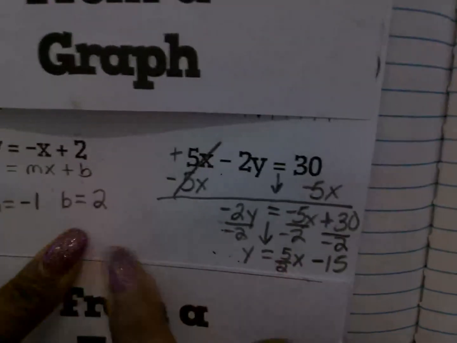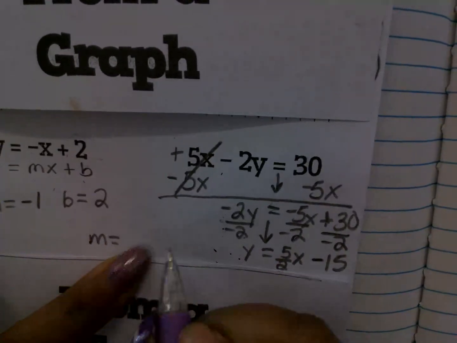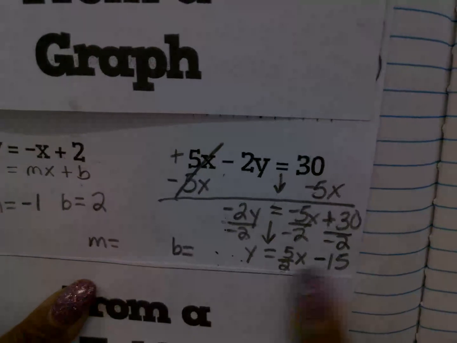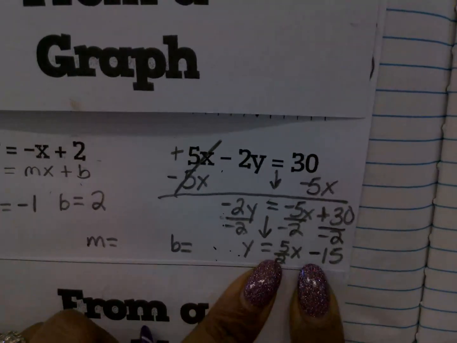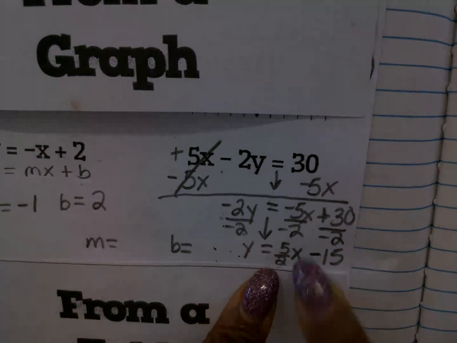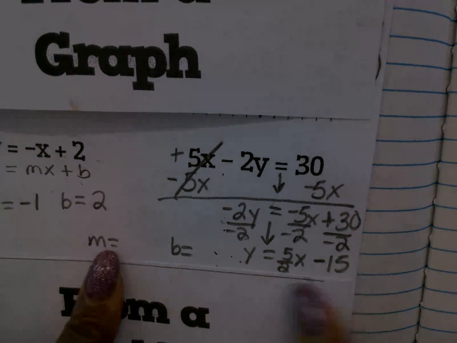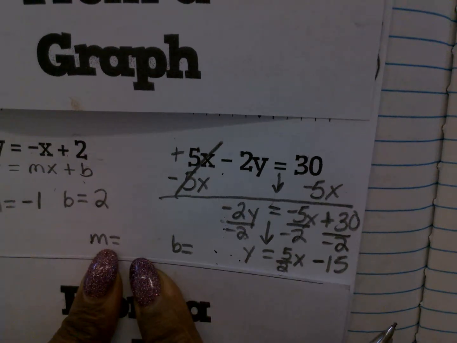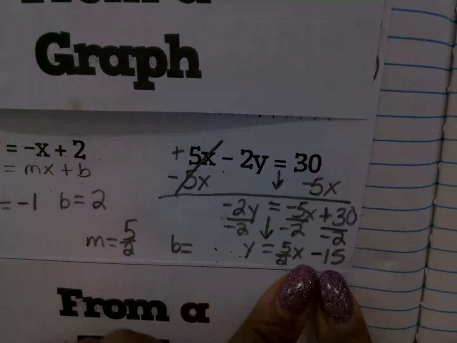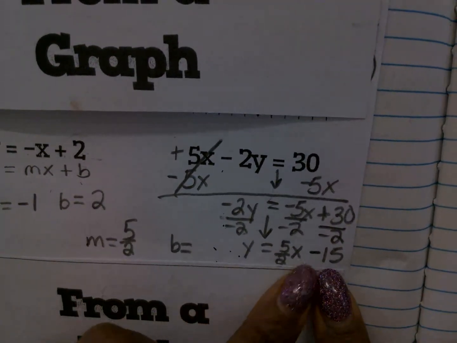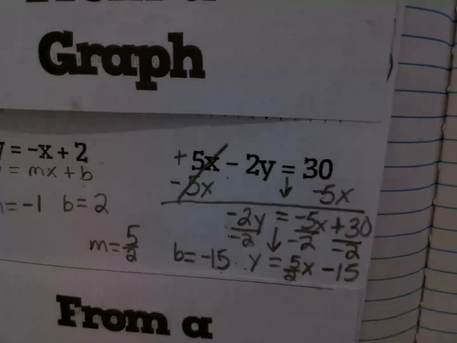So now out to the side, I'm going to write what is my slope of this equation and what is my y-intercept of this equation. Looking at this equation right here, there are only 2 numbers you see, positive 5 over 2 or negative 15. Which one of those numbers is the slope? 5 over 2. Very good. This number then, negative 15, because it's a minus sign in front of it, is the y-intercept, negative 15. Please write that down.